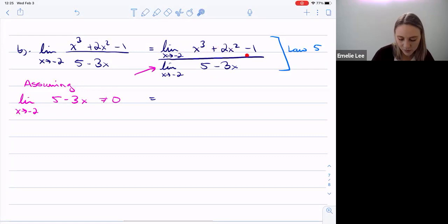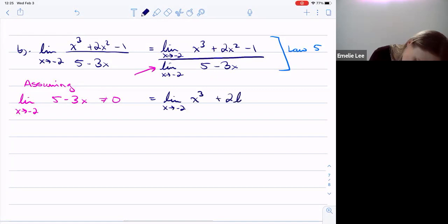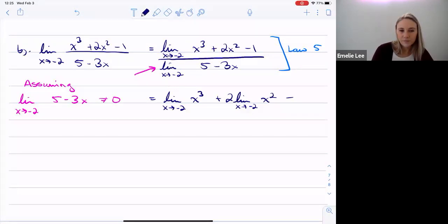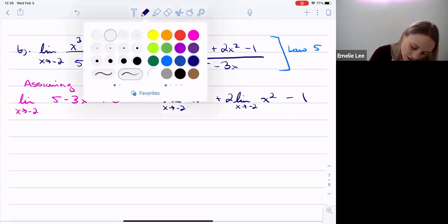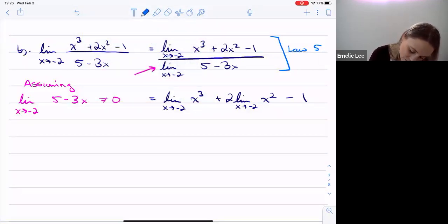So now if I distribute this limit in the numerator and then in the denominator, I get the limit as x goes to -2 of x to the 3 plus 2 times the limit as x goes to -2 of x squared minus, I'm just going to go straight to 1. I'm not going to write the limit of 1 as x goes to -2. I'm just going to go straight to 1. So here's what happened.